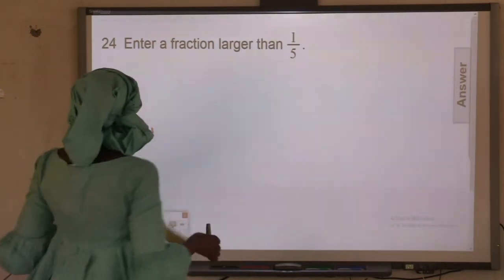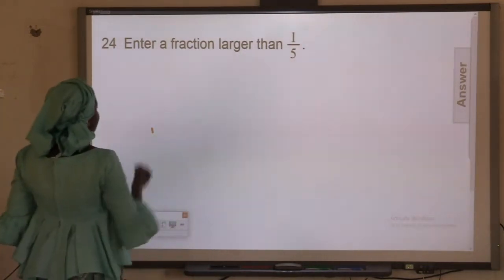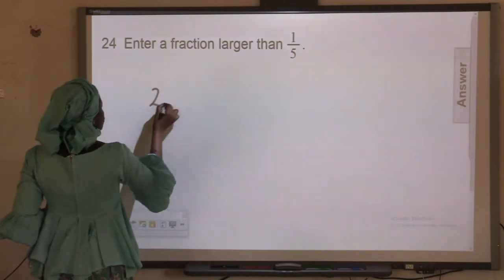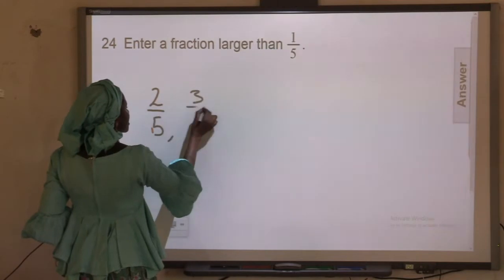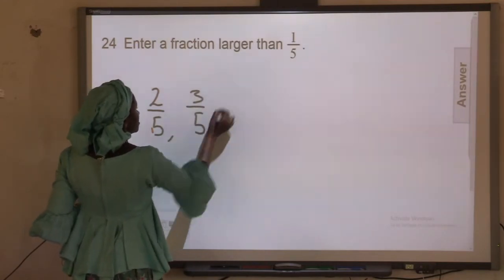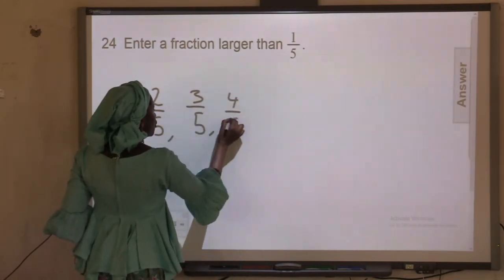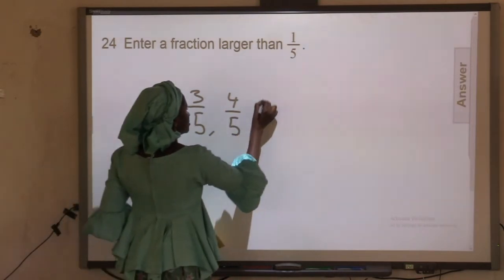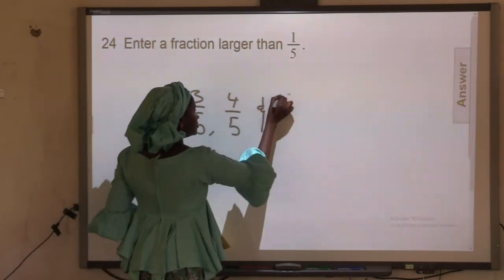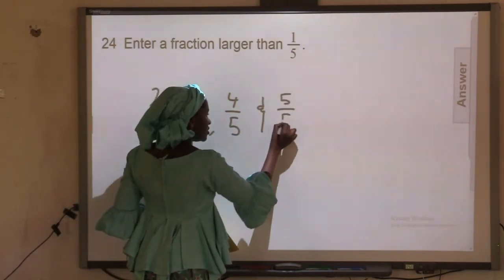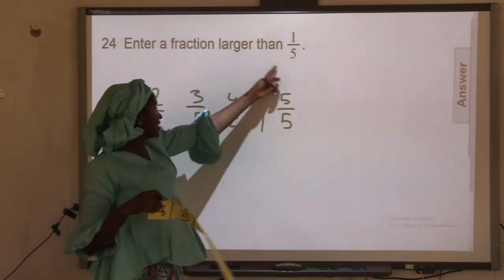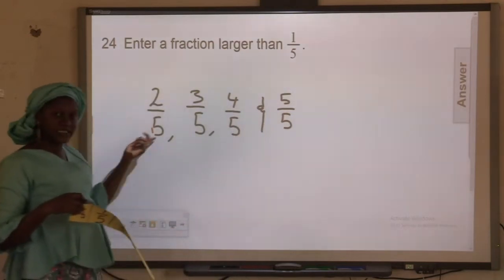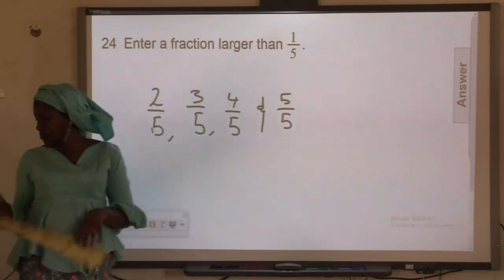So therefore here the answers can be 2/5, 3/5, 4/5, and 5/5, which are all greater than 1/5, or larger than 1/5, and they have the same denominator.